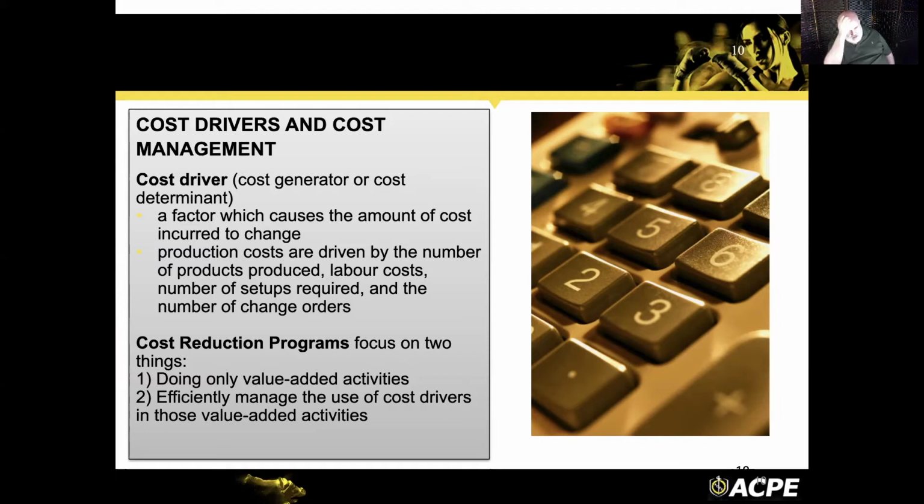Okay, cost reduction programs, they tend to focus on two things. We only want to do value-added activities, things that people are prepared to pay for. So for example, if someone left a tap on and there was a flood in your production process and it cost you $10,000 to get things back up and running, that doesn't have a value to a customer. They're not interested. They wouldn't want to pay you for it, okay? So we want to efficiently manage the use of cost drivers, making sure that any costs that are incurred only add value to our customers, okay?